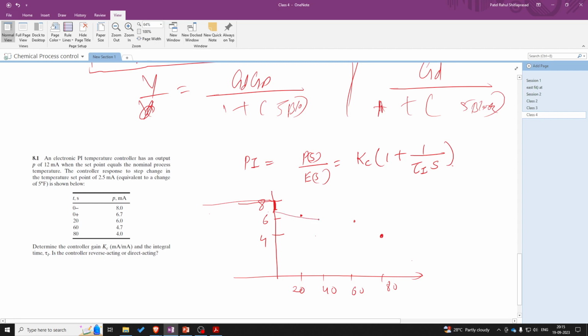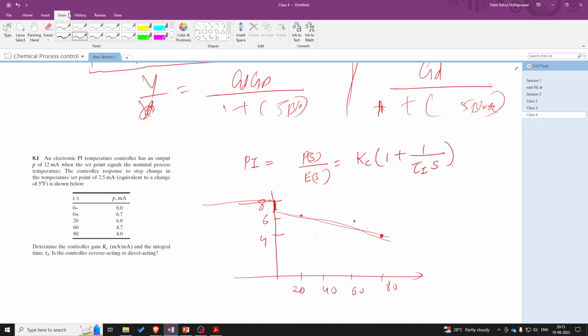So we can just draw a kind of plot through this. So basically the response is given by this curve of the PI controller, and using this data as well as the information that we have, we have to find Kc and tau I. So over here we are given the plot between P of time versus time.